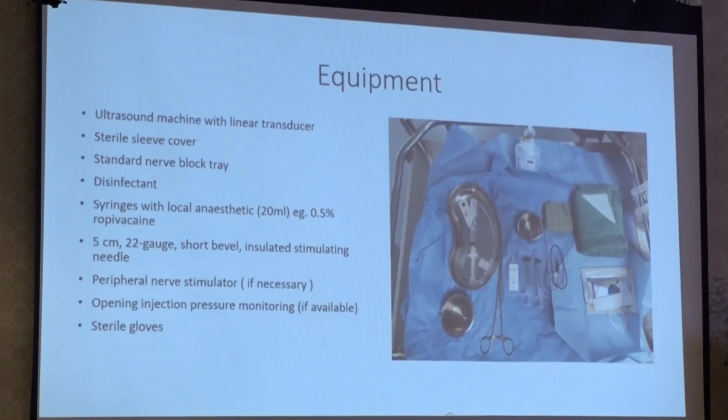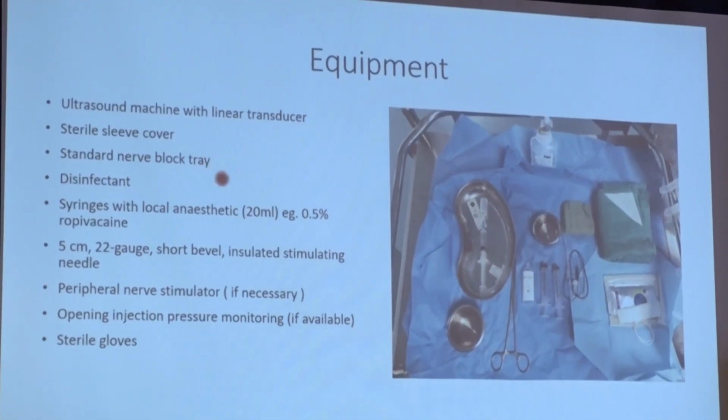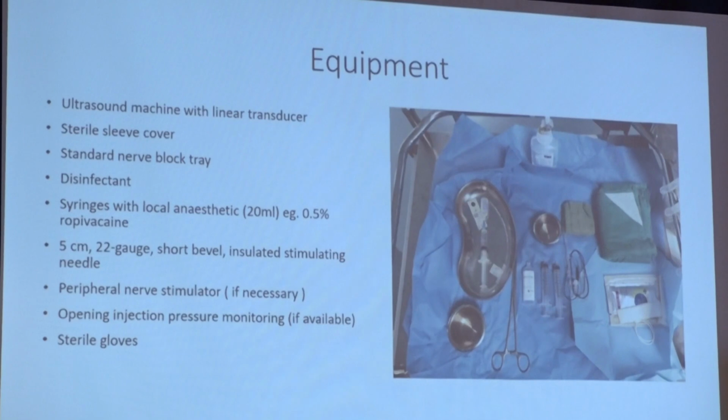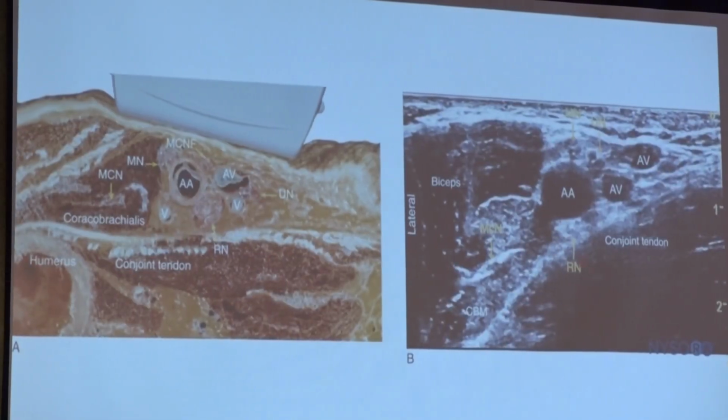So basically, this is equipment I think everyone is familiar with. We need an ultrasound machine with a linear transducer, a high frequency probe, 12 to 15 megahertz, probe cover, a standard nerve block tray, disinfectant, syringes with local anesthetic, a 5 cm needle will do, mainly for our patients. A peripheral nerve stimulator if you plan for dual guidance, also opening or injection pressure monitoring if available, and sterile gloves.